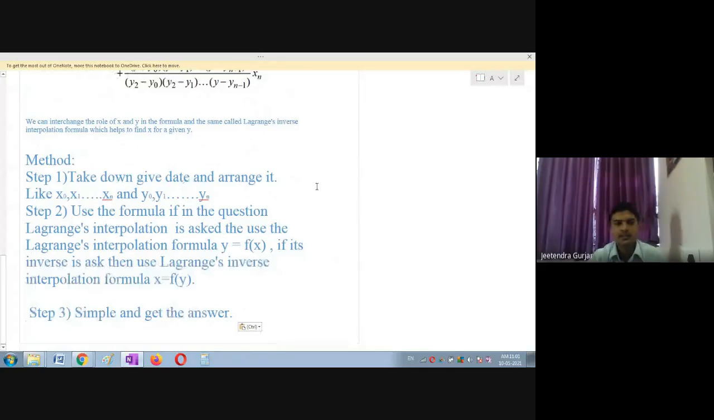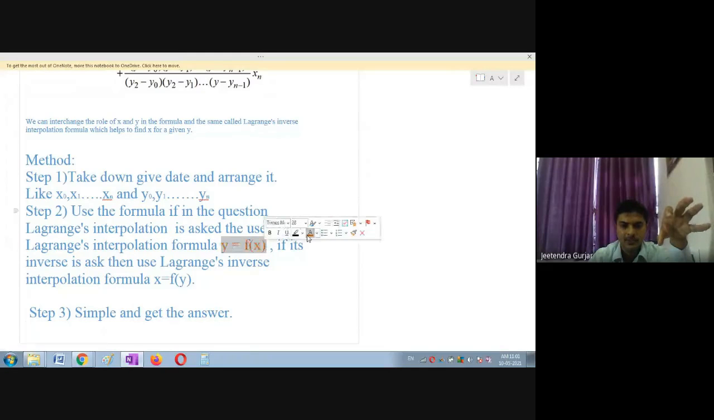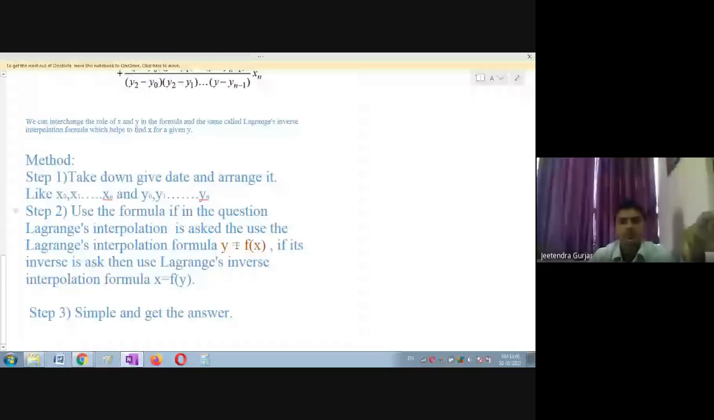Here is a simple method I have taken. Take down the given data and arrange it. Some data will be given which will not be arranged. You have to arrange it properly, like x0, x1 till xn, and the corresponding values y0, y1 till yn. The next thing is to use the proper formula. Suppose y is equal to f of x is given, or any value in between is given. It means you are going to use Lagrange's interpolation formula.